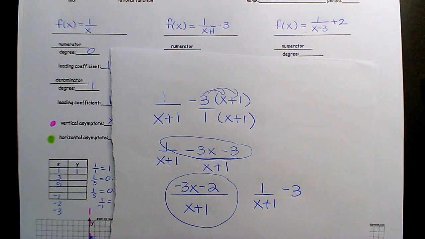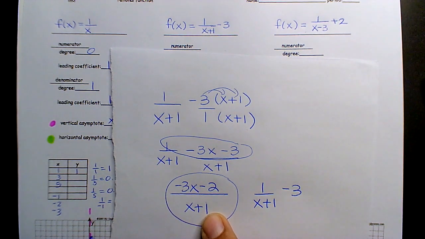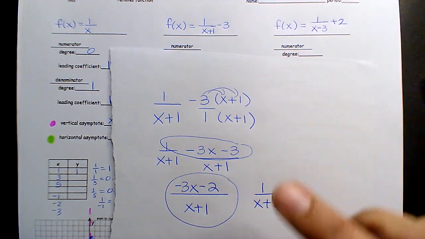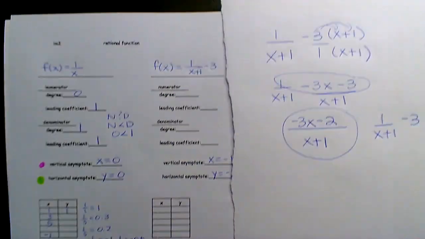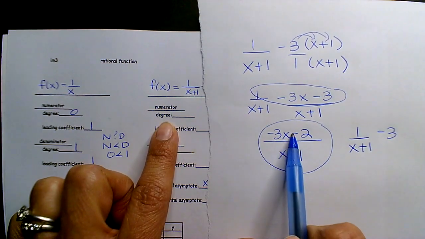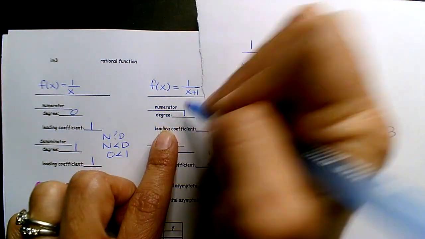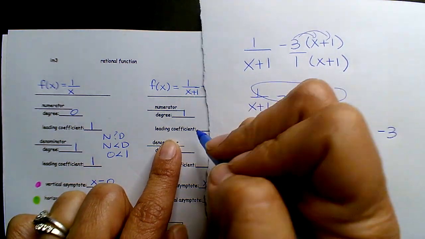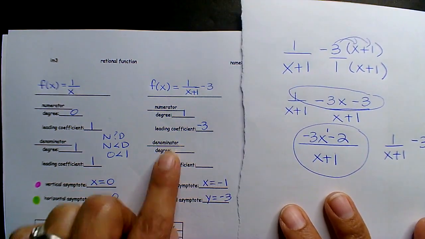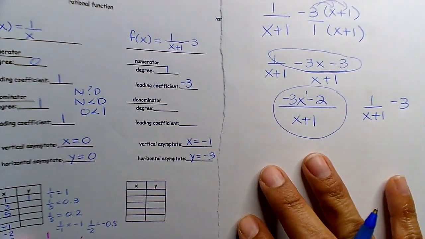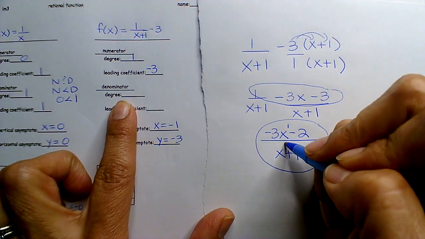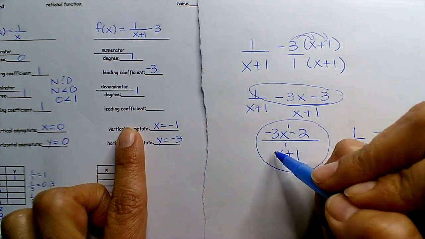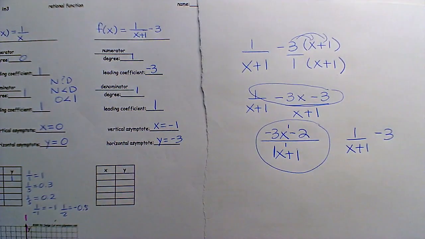Okay, why do we need this? You guys just got lucky right there with that negative 3. What is my degree? What is my leading coefficient? When I look at my numerator, the degree is 1. What's my leading coefficient? Negative 3. Look at my denominator. What's my degree? 1. What's my leading coefficient? 1.